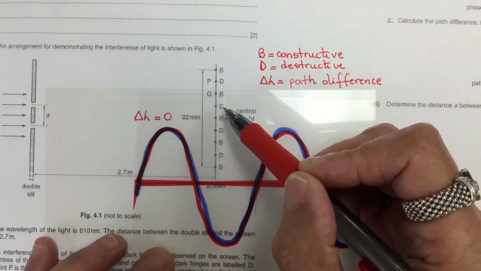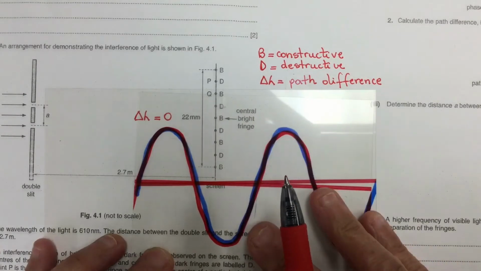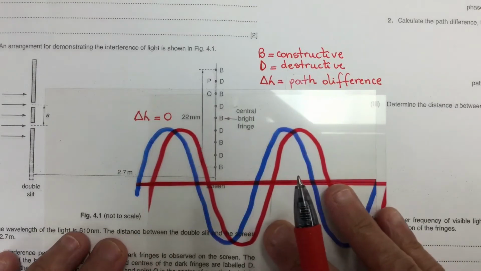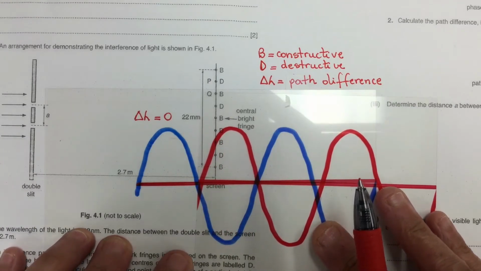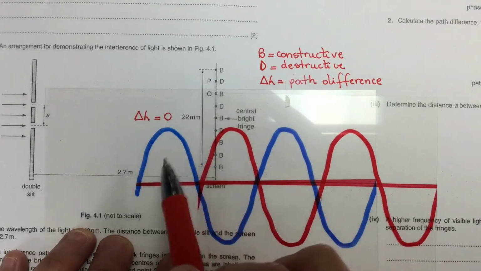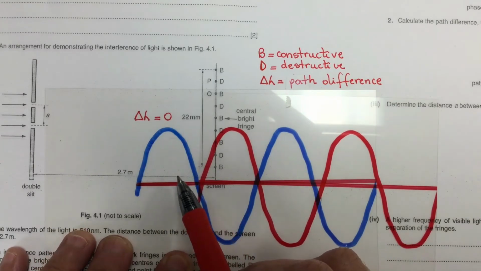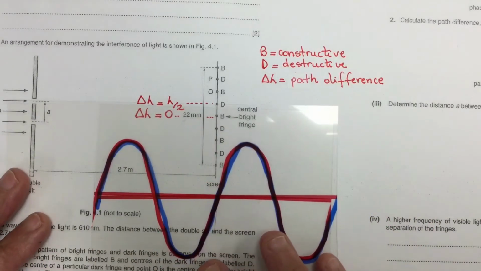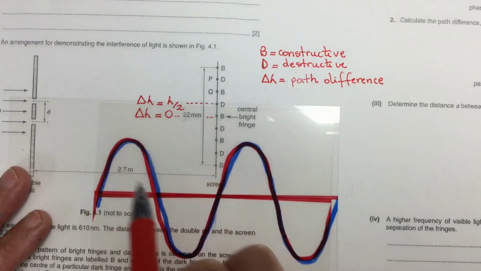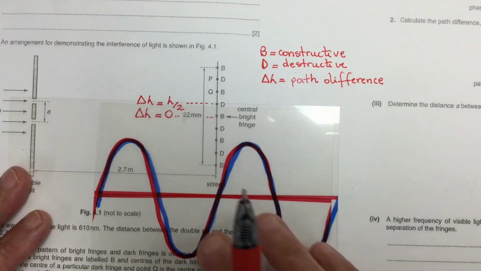For the next dark fringe, what's going to happen is these two waves are going to be in this position now, which means that they are going to be separate from each other with a path difference of half of a wavelength. So following the sequence, the first one, the path difference is 0 right here. There is no difference between the blue and the red waves.